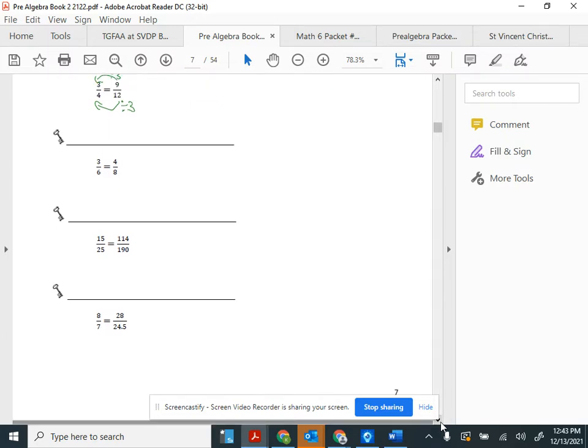So next, it's not quite as easy to go from 3 to 4. I can't multiply something easily to go from 3 to 4. So 3/6 is in proportion to 4/8, but it's not as clear. So how do we get there? By simplifying.